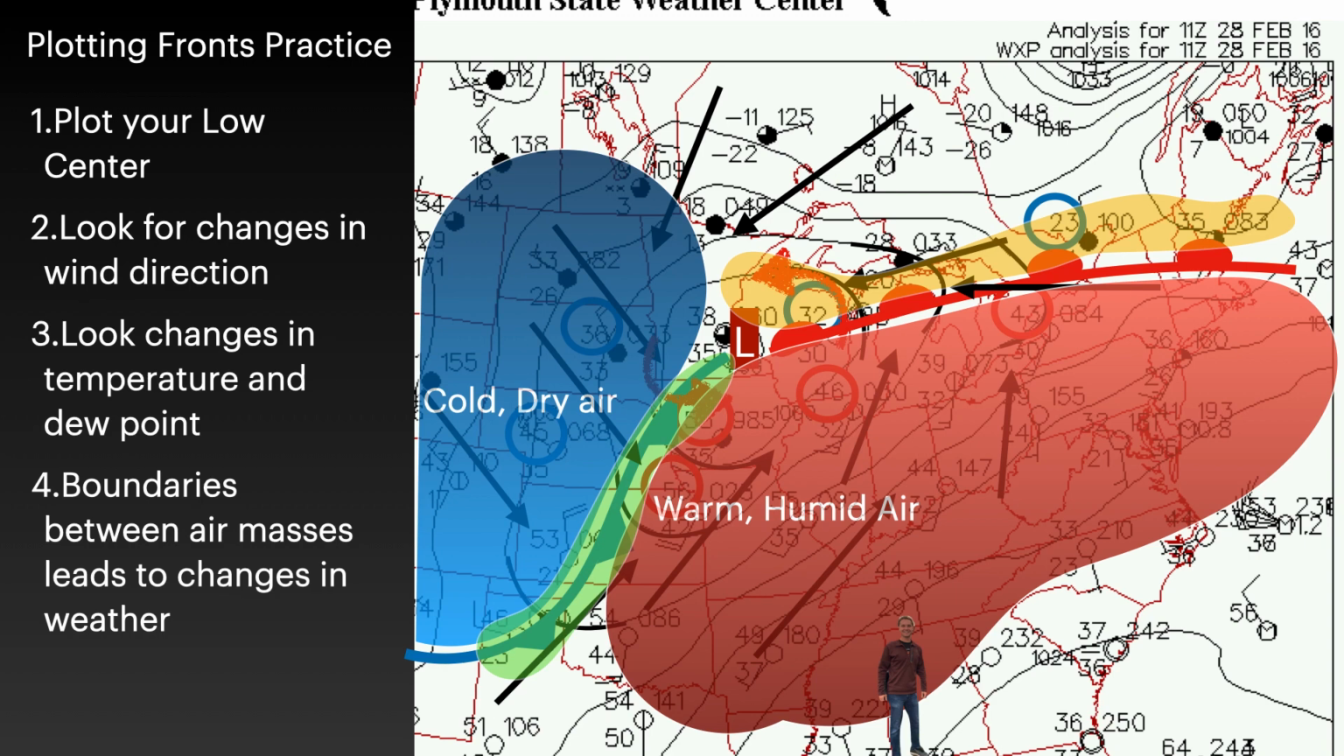Overall, these are the steps that are used to plot warm and cold fronts and how they affect the weather that we see on a day-to-day basis. It's important that we take all of the things we've been discussing the last week and a half and we put them together to forecast the current and future weather.